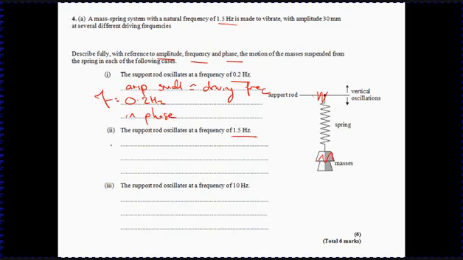Okay, here's our second one that you'll have done most. This is resonance. So at resonance, the amplitude will be large. Okay, the frequency will be 1.5 Hertz because the natural frequency and the driving frequency are the same. And the phase, you'll have talked about this hopefully, it'll be 90 degrees out of phase.